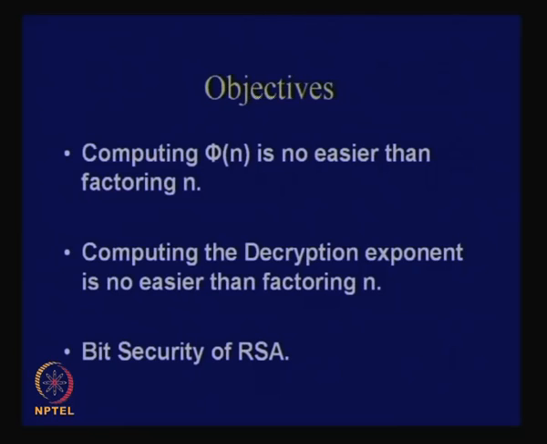For example, the first thing that we shall discuss is that computing phi n, the Euler totient function, is no easier than factoring n. Then we shall discuss that if the decryption exponent is leaked, then somebody can factor the value of n. This is of a lot of practical relevance, because if the decryption exponent is leaked, then not only do you need to change the decryption exponent, but you also need to change the value of n. And then we shall discuss another topic, that is the bit security of RSA.